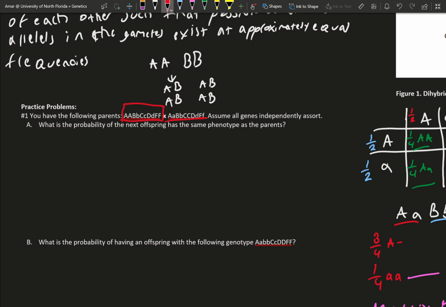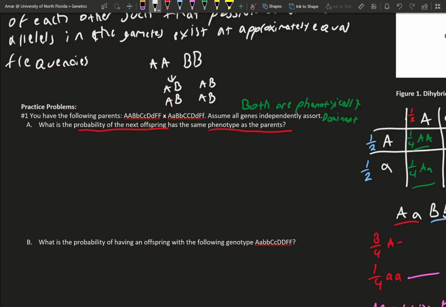And what you want to do is figure out the probability of the next offspring having the same phenotype as one of the parents. Looking at the parents, what can you tell? The first thing is that both parents are phenotypically dominant for all genes. Okay, so because of this, we're looking for an individual that is completely dominant at every gene.